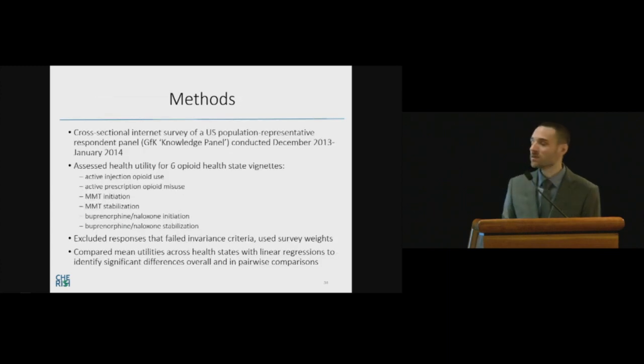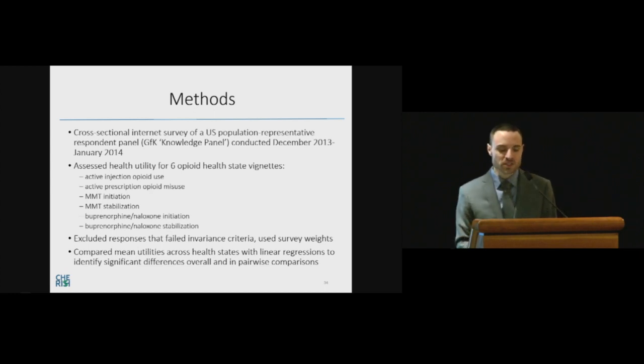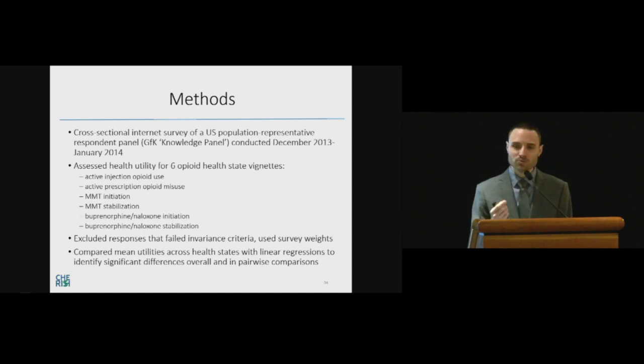Okay, so what they did is they did a cross-sectional internet survey of a U.S. population representative respondent panel. They used the GFK Knowledge Panel. This was conducted in December 2013 through January 2014. They assessed health utility for 6 opioid health state vignettes: active injection opioid use, active prescription opioid misuse, methadone initiation, methadone therapy stabilization, buprenorphine naloxone initiation and stabilization. They excluded responses that failed the invariance criteria. They used survey weights, and they compared the mean utilities across health states with linear regressions to identify significant differences overall and in pairwise comparisons.